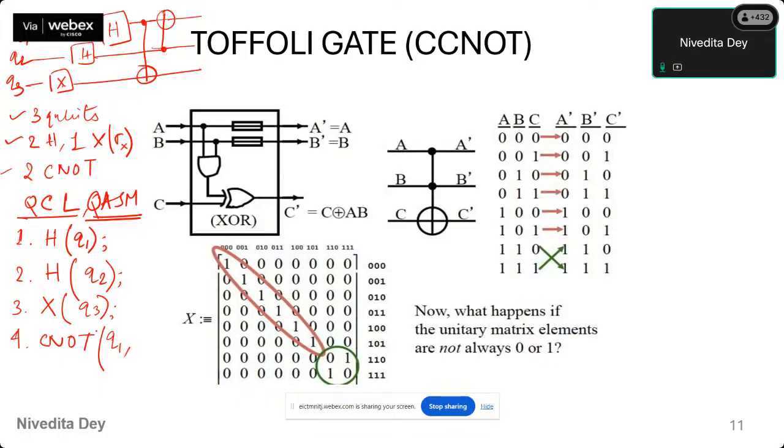Also remember, C naught Q1 Q3 is not equivalent to C naught Q3 Q1. Why? For obvious reasons, because the control is the one that has to be positioned as the first argument. So it is Q1 followed by Q3, and this is not equivalent to Q3 Q1. And the fifth one is C naught. Then what is your control? Q2 is your control, so it's Q2 Q1, right? So this is how it works.